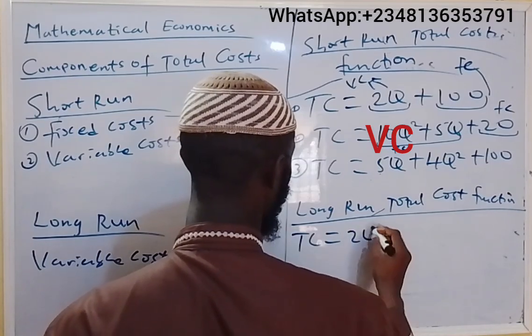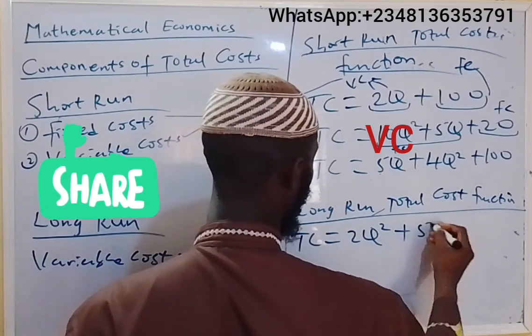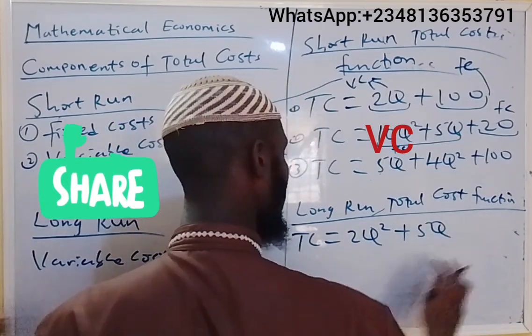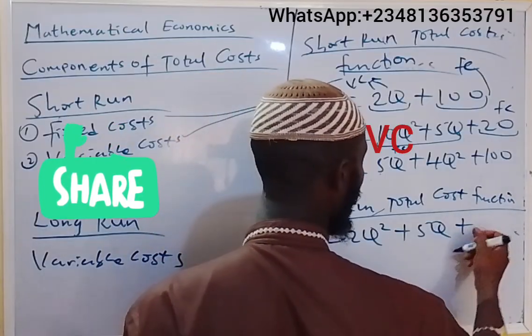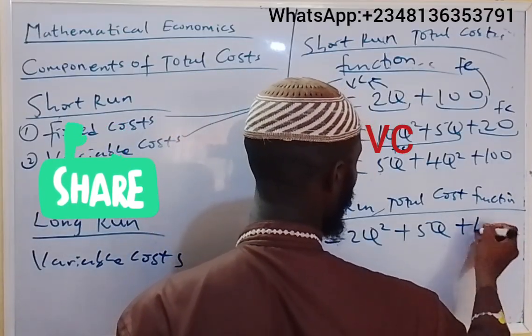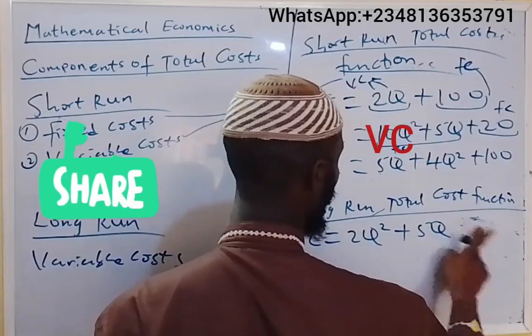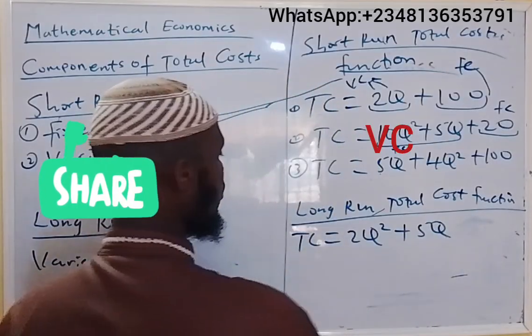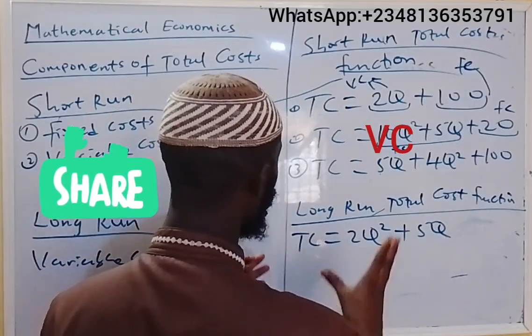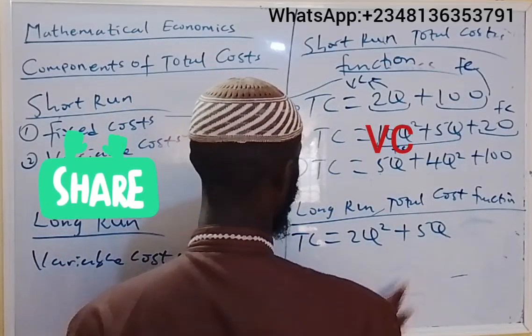So in other words, let's say we have something like Q squared plus 5Q. You cannot have a constant added to it, maybe 10 or 20, in the long run, because there are no fixed cost components in the long run.